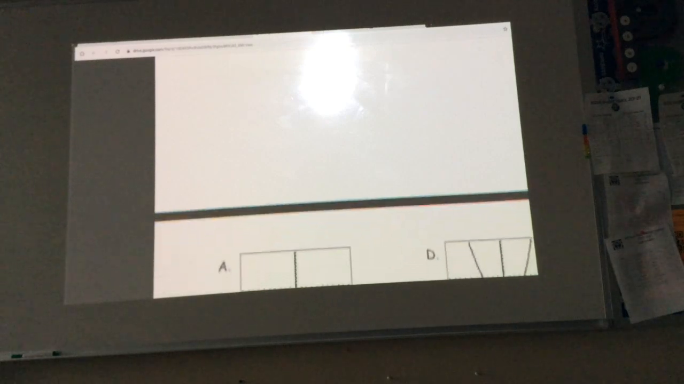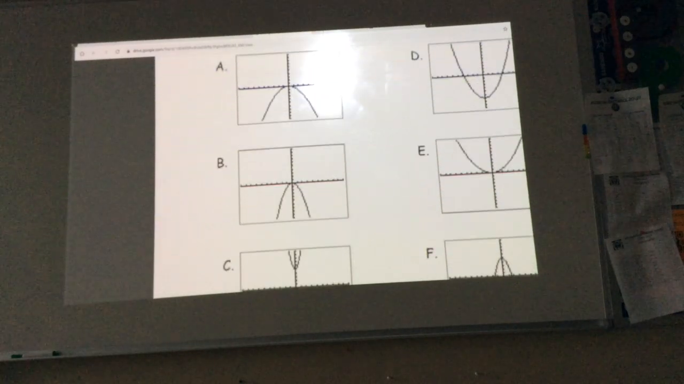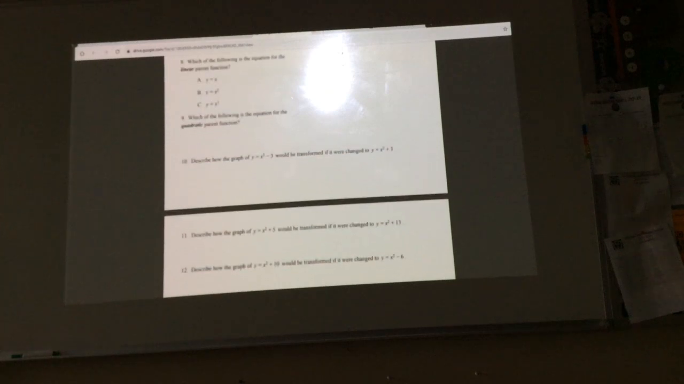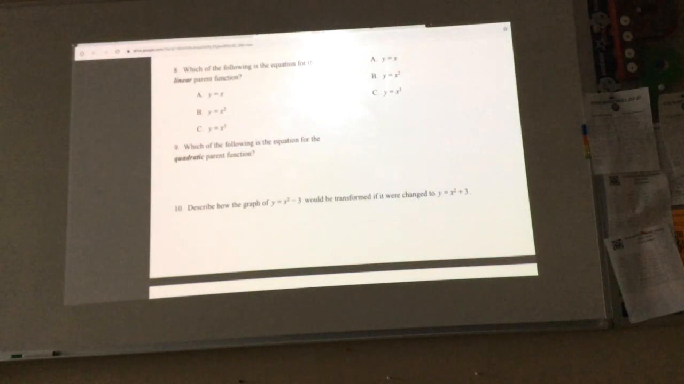Now if we go to the next part of this, I'm going to scroll down and scroll past these graphs to get to part 8. Which of the following is the equation for the linear parent function? What's the answer? A? Oh, okay, my bad. I couldn't tell if you were saying A or F. I get it now.